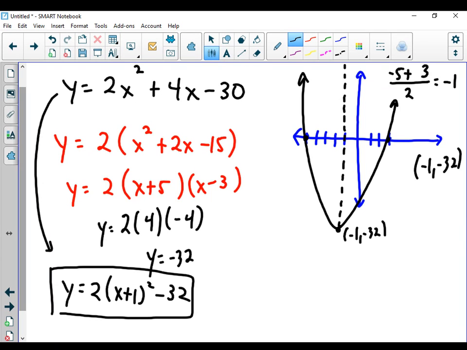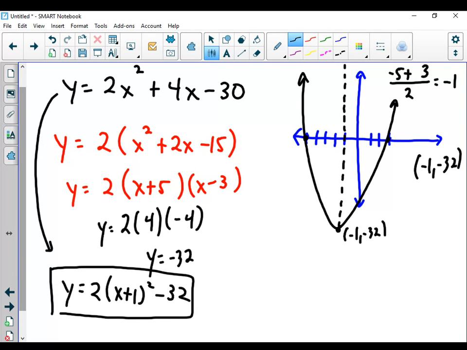Now, that was a little bit of a more involved problem, but the idea of finding your x-intercepts, averaging those two, and then plugging that x value in to find our y value is one of the methods that we're going to use. And the book just calls that the averaging of the intercepts method.